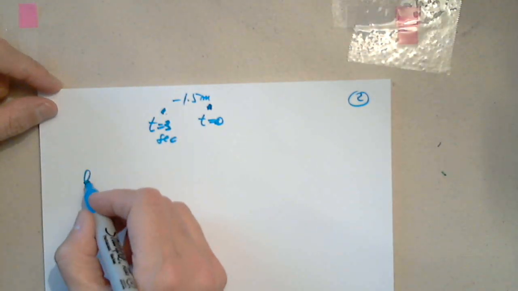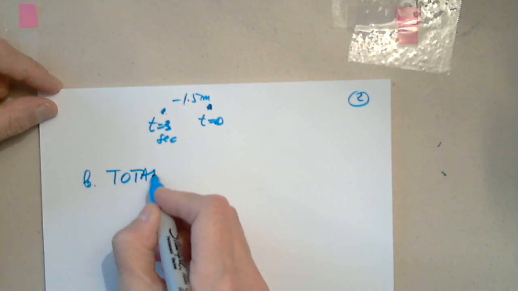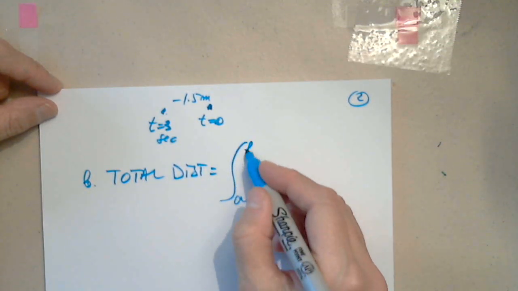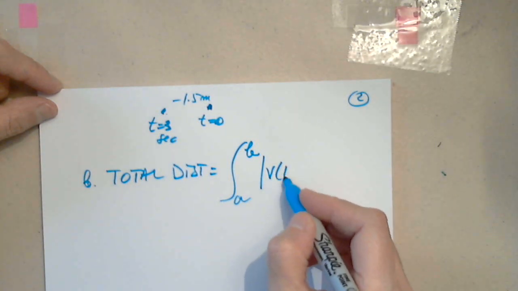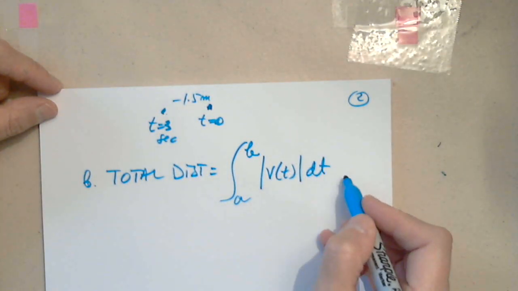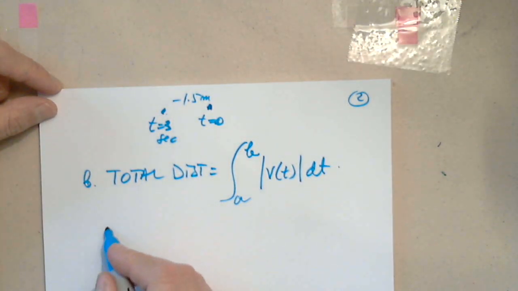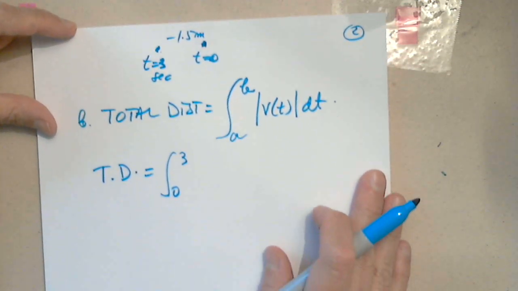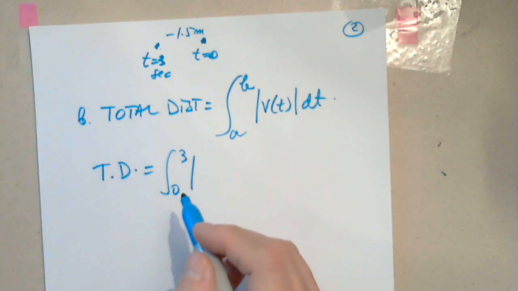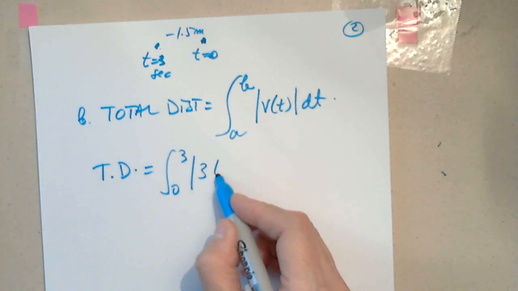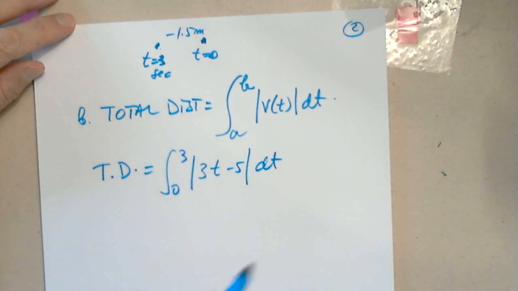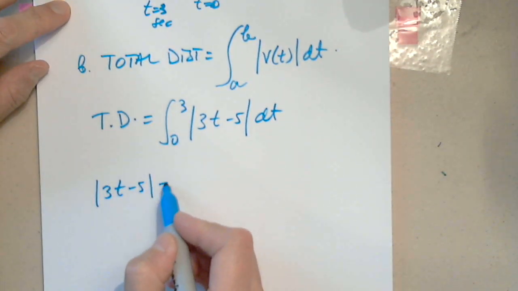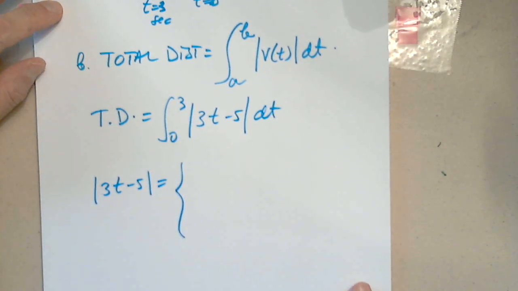Okay, so now we want to talk about the total distance. The total distance is the integral from a to b of the absolute value of v of t dt. In our case, the total distance will be the integral from 0 to 3 of the absolute value of 3t minus 5 dt. First, if you remember, we have 3t minus 5, the absolute value, and it has two options.